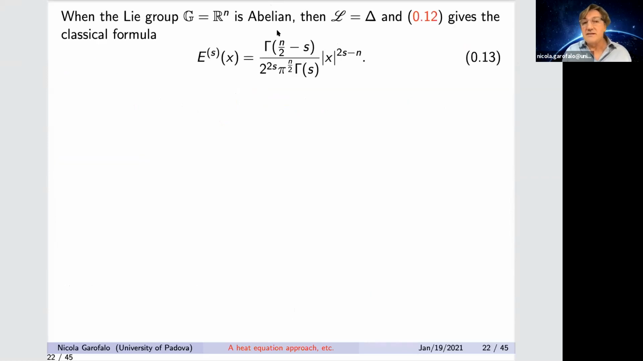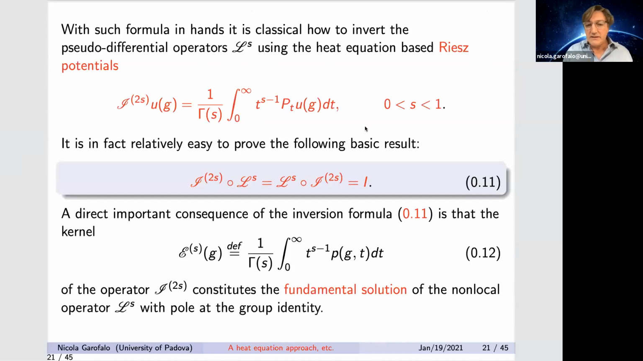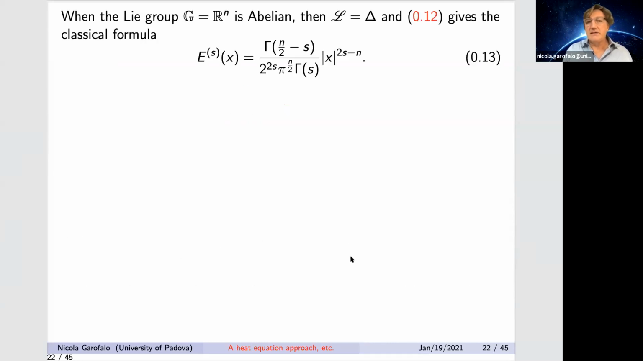When the Lie group is abelian, let's return to the familiar ground of R^n. If the Lie group is simply R^n, this would be the trivial case, because we're back in the abelian situation. Then, integrating this kernel, if we integrate the standard heat kernel, we get a familiar object. This is the classical formula that gives us the fundamental solution of the fractional powers of the Laplacian.